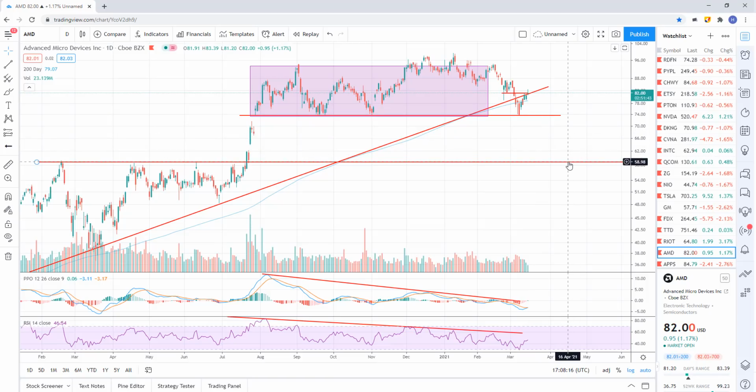And next level of support is 58, it's about 59. I think if it starts to break down, we're heading straight down to 59. That's where we're likely going to get a reaction. From where we're at now, that's a move of about 30%, 27%. So I think that's the next move in this. As of right now, that's what I see in the chart.